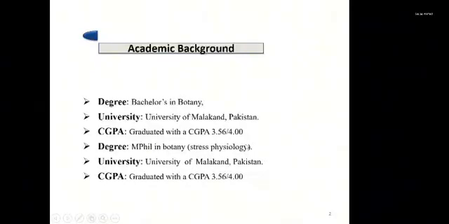I have done my bachelor's in botany from the University of Malakand, which is situated in Khyber Pakhtunkhwa, and I graduated with a CGPA of 3.56. After that, I enrolled in MPhil botany. My specialty was stress physiology, and the university was the same, University of Malakand. I also graduated with the same GPA in MPhil as well.